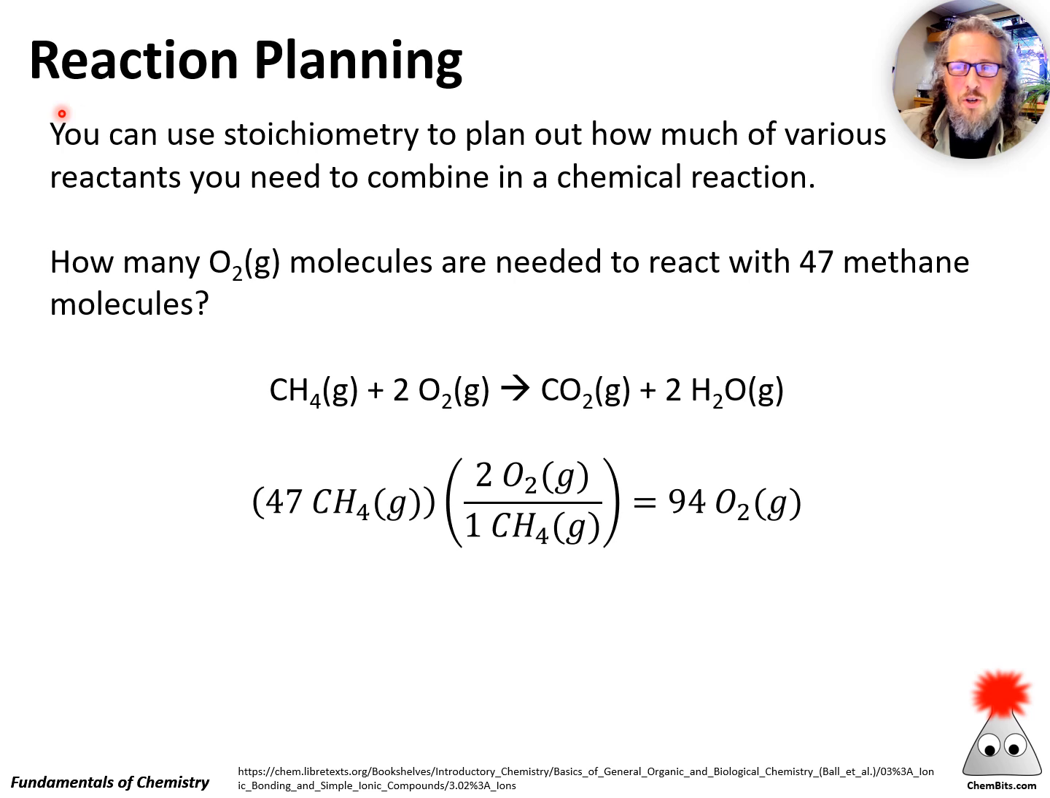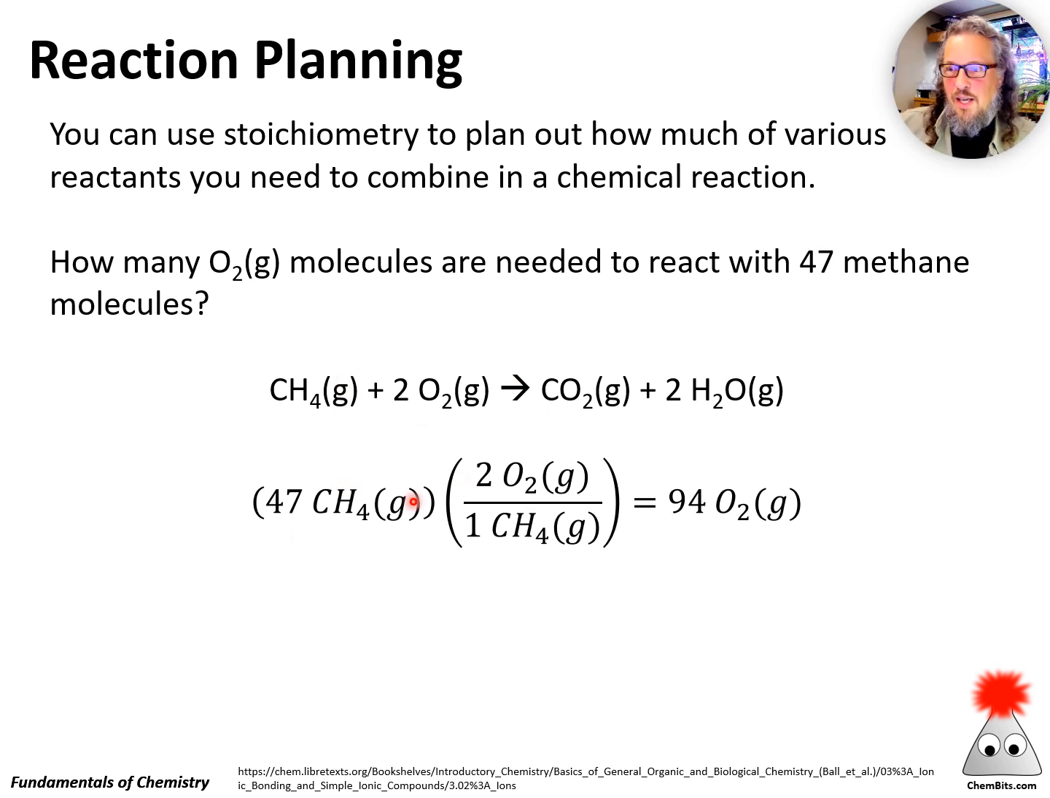We can also use stoichiometry for what I call reaction planning. So if I've got two reactants, how much of reactant A do I need to react with reactant B? So here we go. How many O2 molecules are needed to react with 47 methane molecules? So if I've got 47 methane molecules, how many oxygen molecules do I need to perform this reaction?